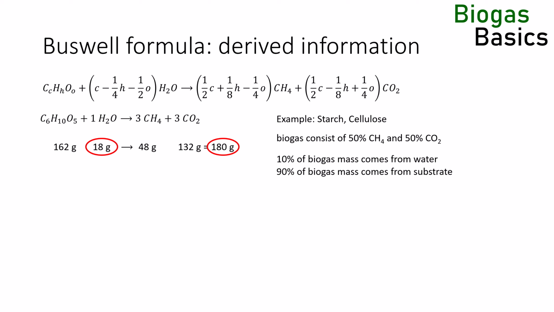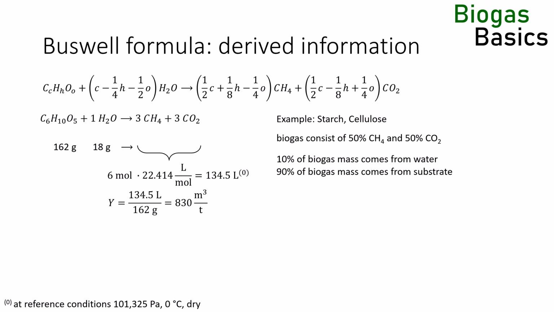When we talk about gas, it makes sense to use volume units. In total, 6 molecules of gas are produced. 1 mole of gas has a volume of 22.414 liters at reference conditions. We use 0 degrees Celsius and 1 atmosphere here. In total, 134.5 liters of gas are produced. We can now calculate the biogas yield: 134.5 liters divided by 162 grams, which is the mass of the original substrate. This gives the biogas yield of 830 cubic meters per ton.